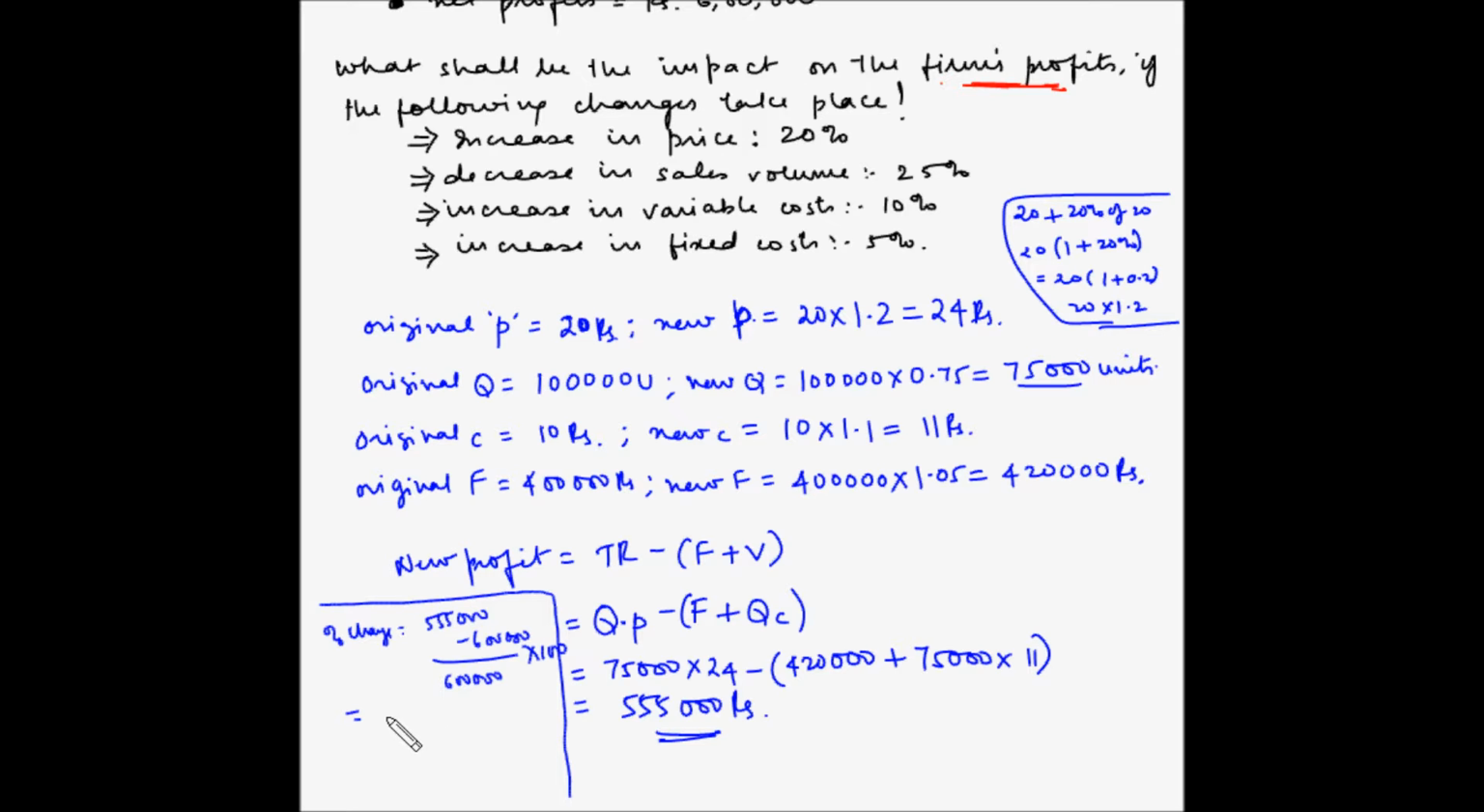So this is equal to minus 45,000 divided by 600,000 multiplied by 100. So these two zeros get cancelled here and these three zeros get cancelled here. So this is equal to minus 7.5%. So the profit has decreased by 7.5%.